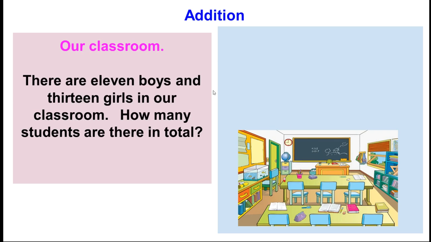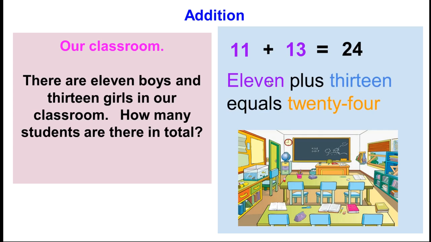Here's an example of an addition problem. Our classroom. There are 11 boys and 13 girls in our classroom. How many students are there in total? So, we have got 11 boys. We are going to add how many girls? 13 girls. And we need to find our total, 24. So we say 11 plus 13 equals 24. There are 24 total students in the classroom.